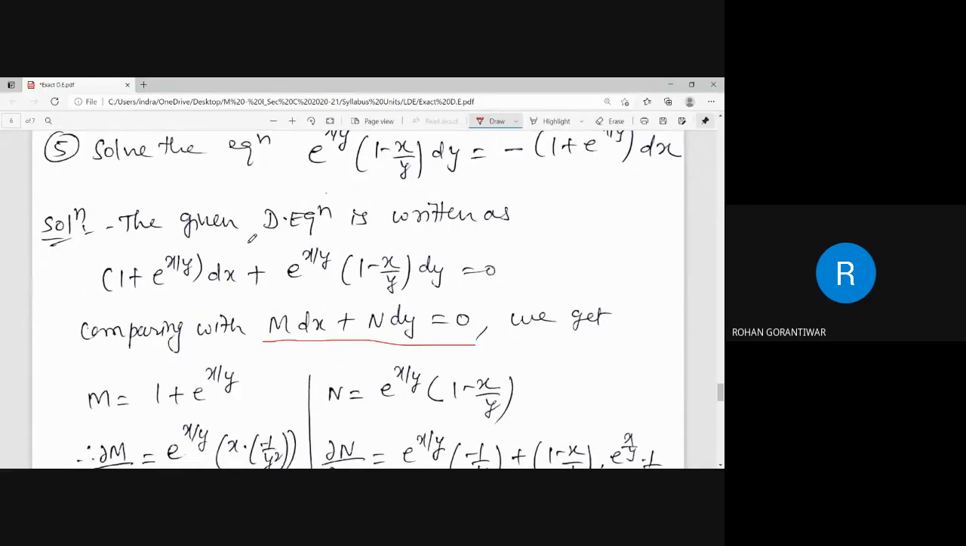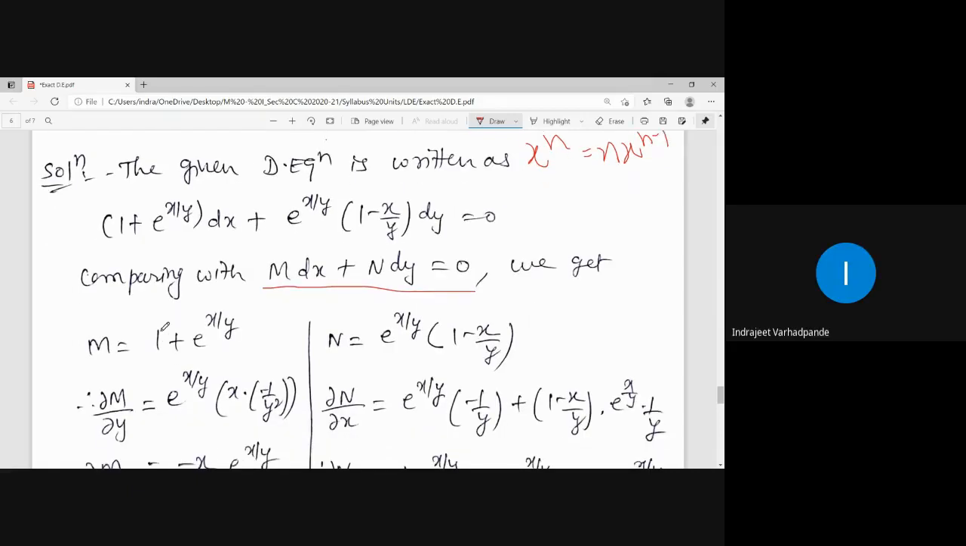Yes, sir. So how do you differentiate this partially with respect to y? We'll keep x as constant and take y in the numerator as y to the power minus 1. Okay, then what is the derivative of y to the power minus 1? What is the derivative of x to the power n? N into x to the power n minus 1. See, minus 1 upon y square.